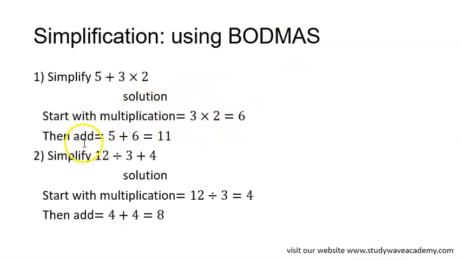Then what do we do next? We add when we get our answer. So 5 plus 6 is equals 11. So this is the simplest form of 5 plus 3 times 2 is equals 11.